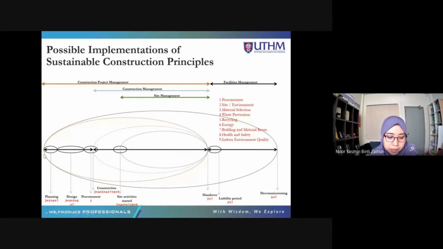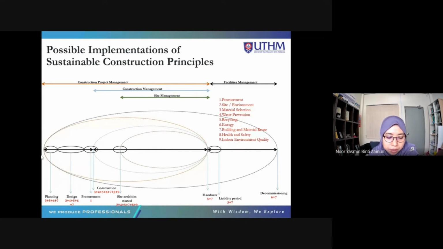For example, here, during planning, the possible implementation that can be done is on material selection, recycling, energy, and also building and material reuse. So we can already plan what materials we want to use, how we want to recycle, how we want to save energy, how we want to do the material reuse.